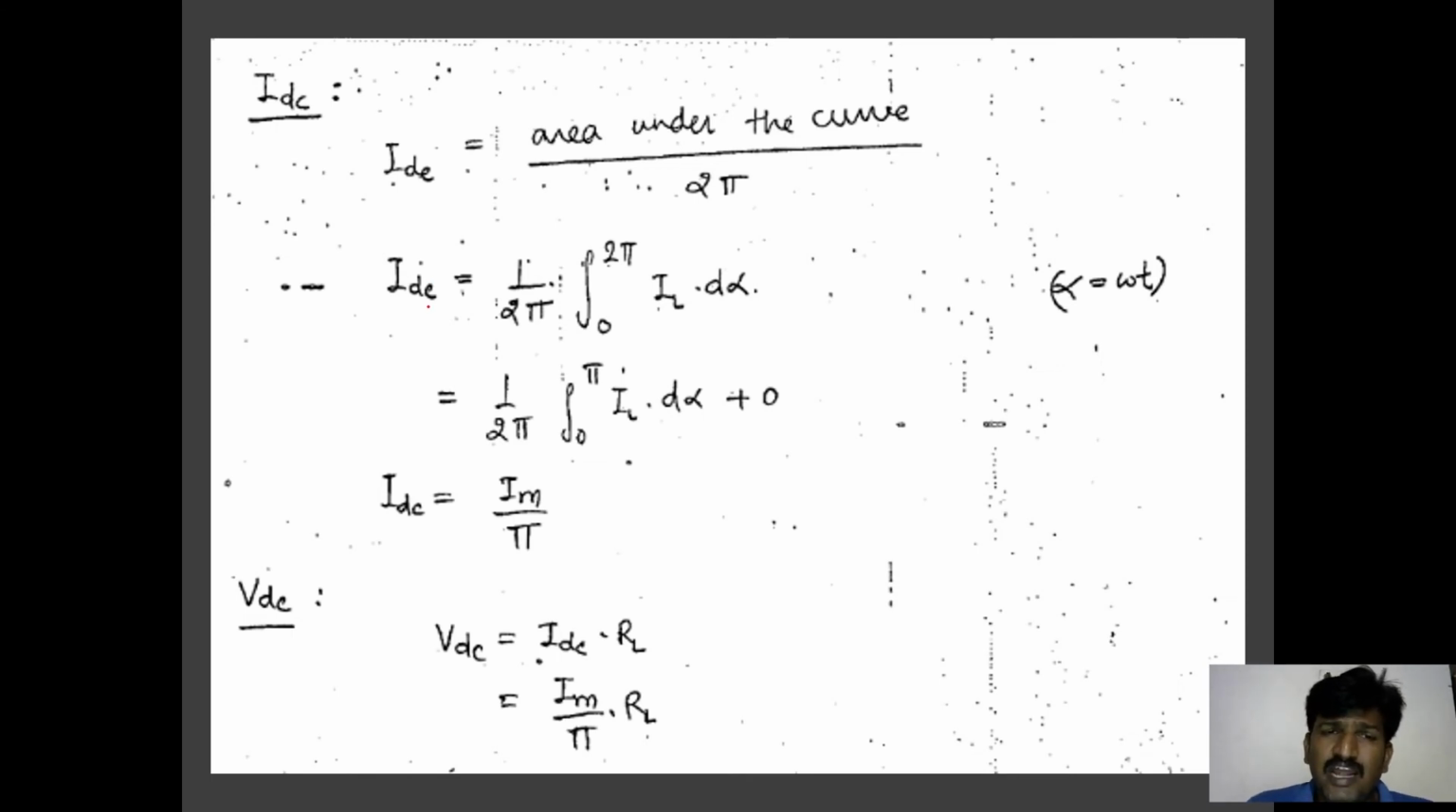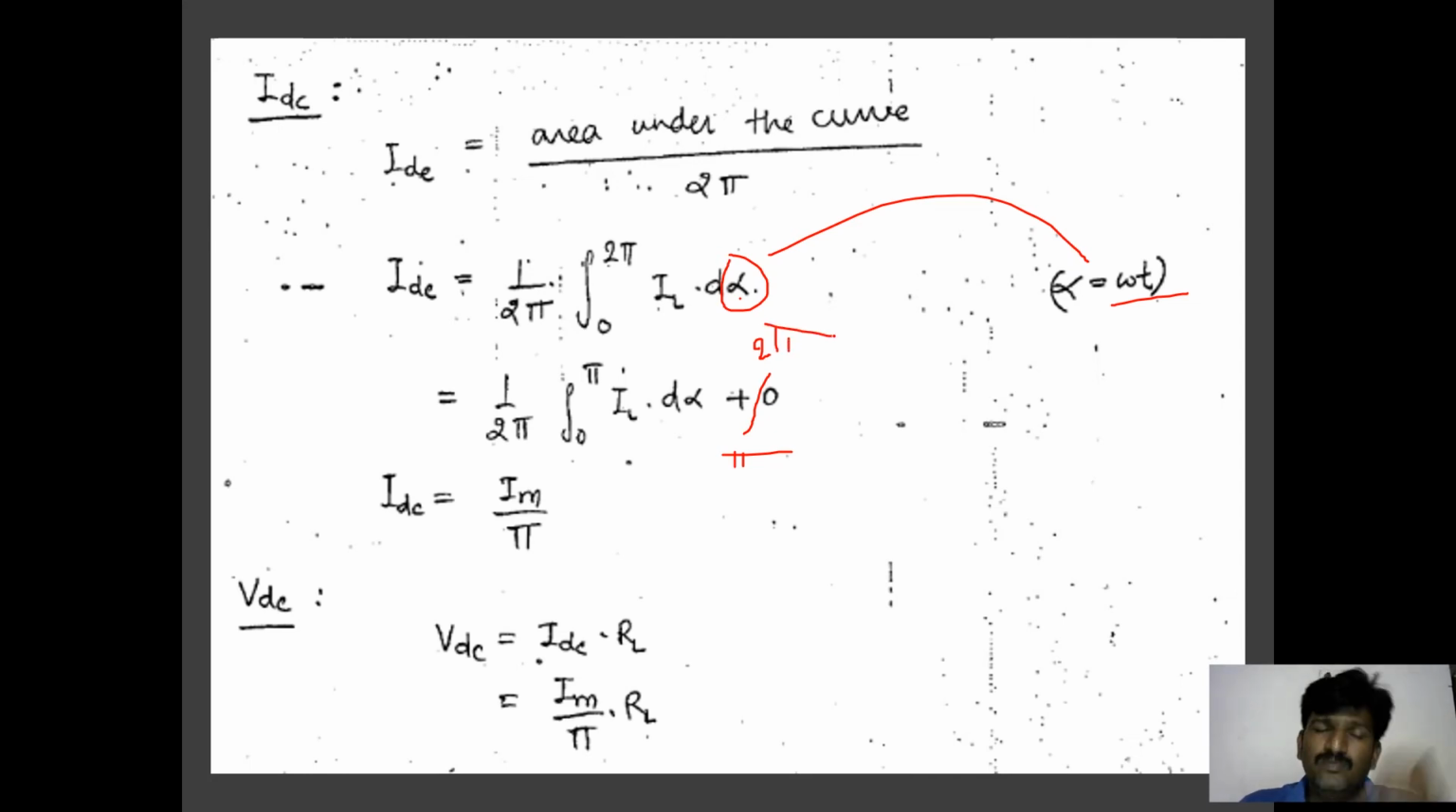You can write the equation IDC equals 1 by 2 pi times the integral from 0 to 2 pi of IL d alpha. This alpha you should remember: alpha is equal to omega t. Just to make it easy to understand, we have denoted alpha equal to omega t. Then you substitute. The equation is extended from 0 to pi as well as from pi to 2 pi.